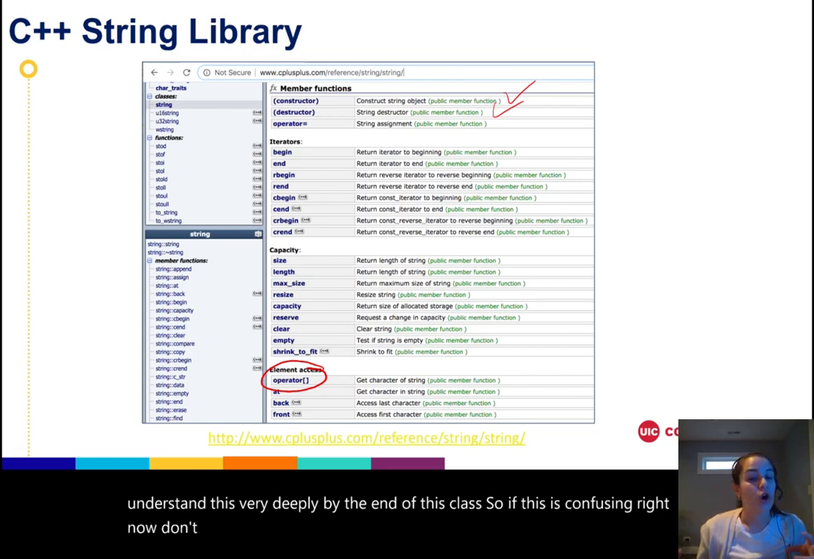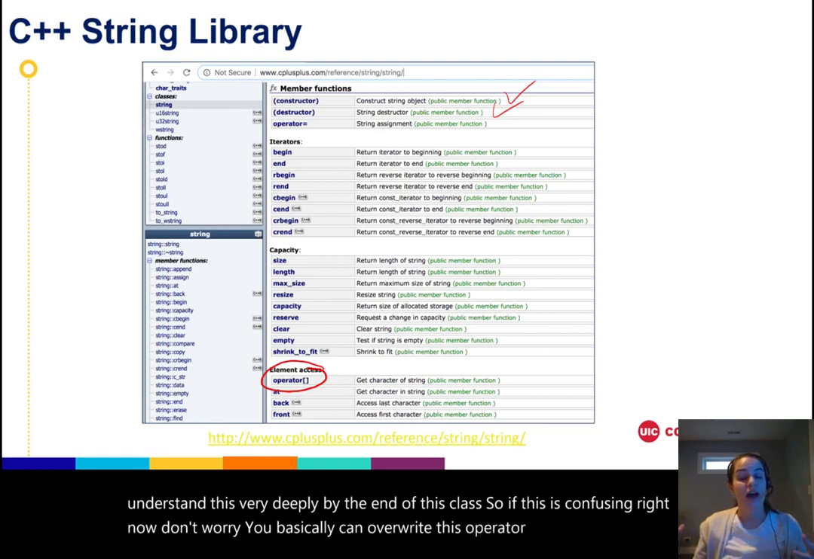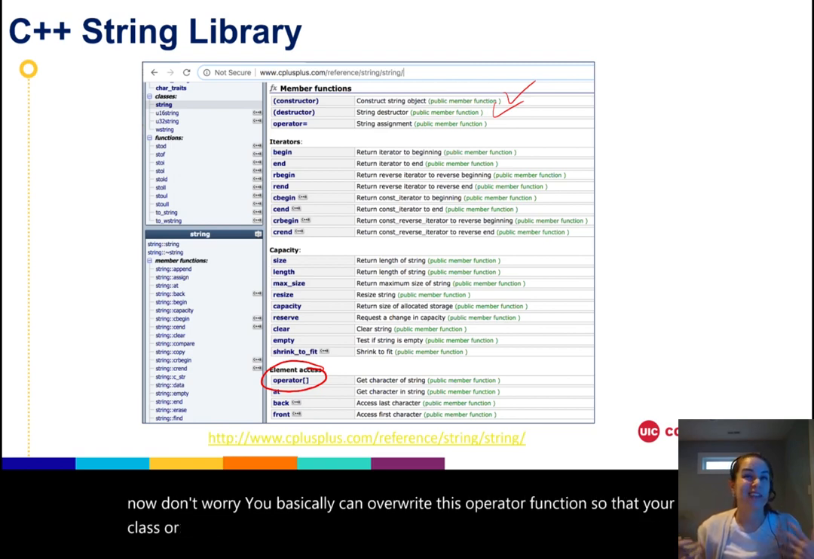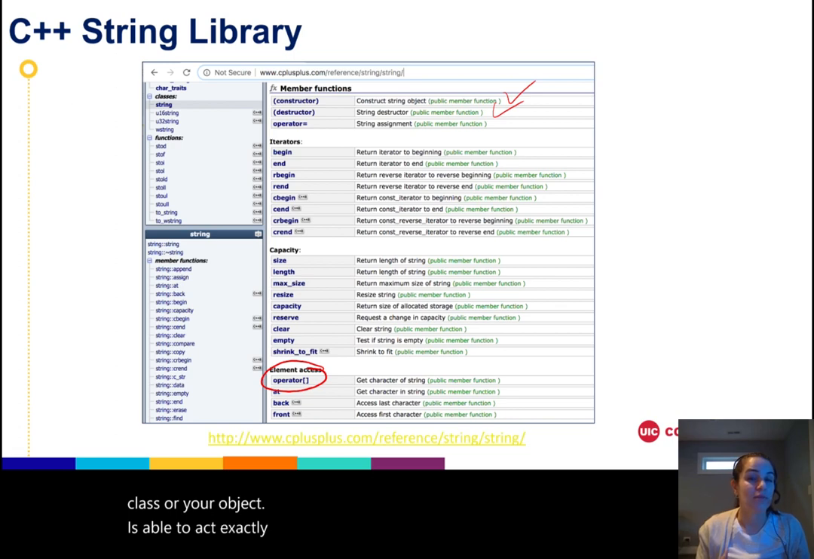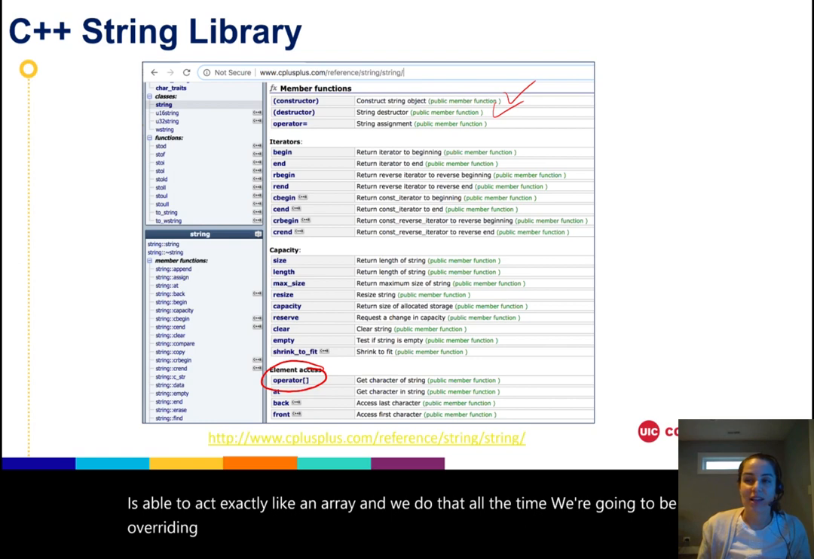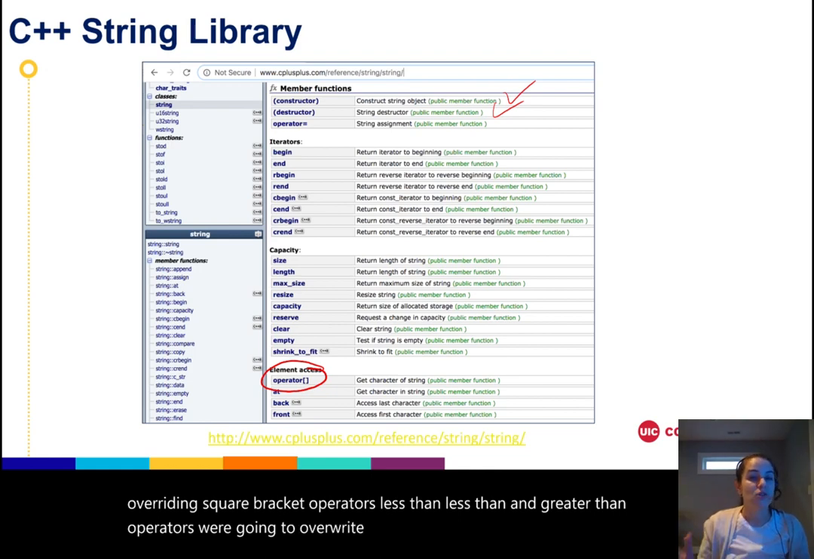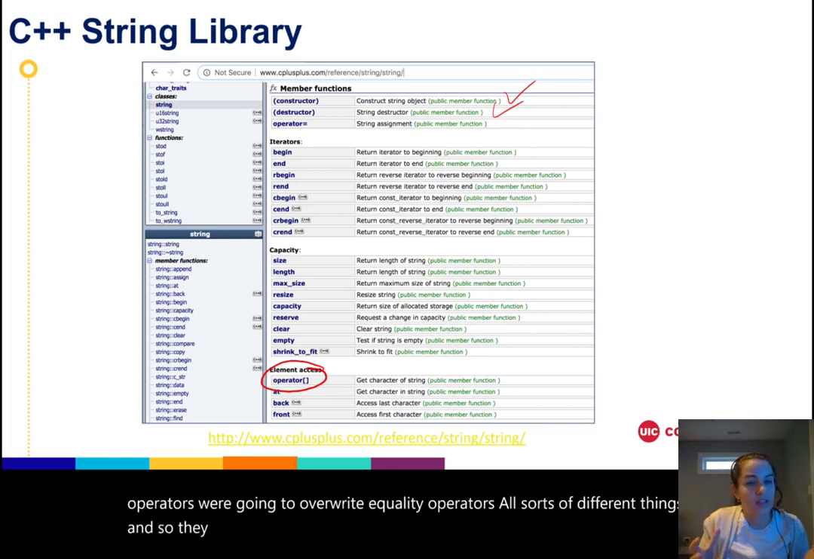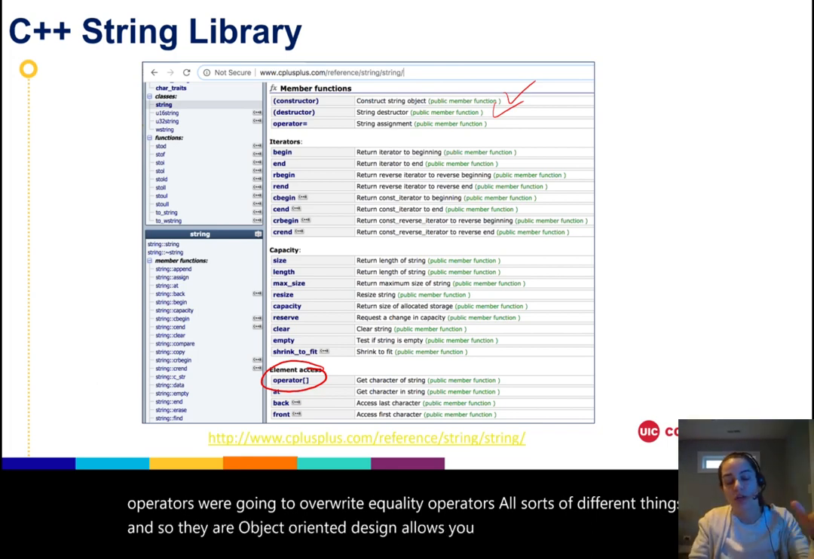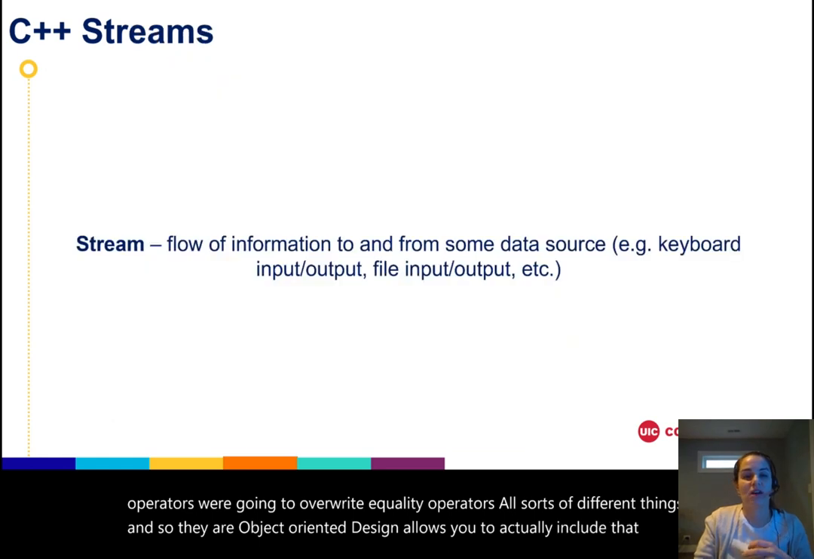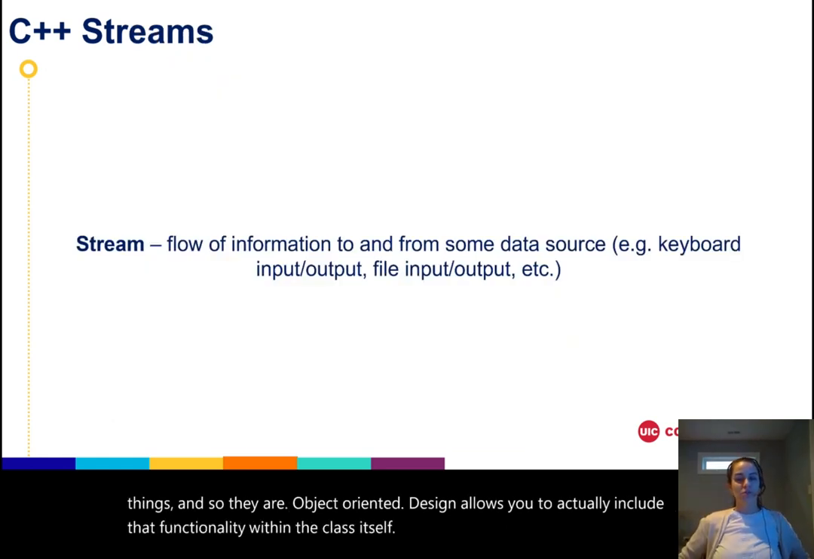You can basically overwrite this operator function so that your class or your object is able to act exactly like an array. And we do that all the time. We're going to be overriding square bracket operators, less than and greater than operators, equality operators, all sorts of different things. Object-oriented design allows you to include that functionality within the class itself. So let's move on to streams.